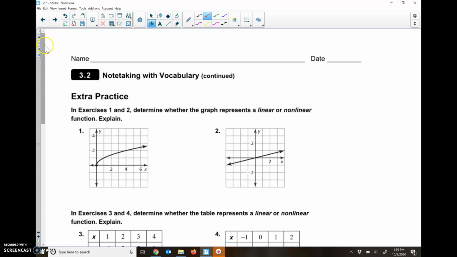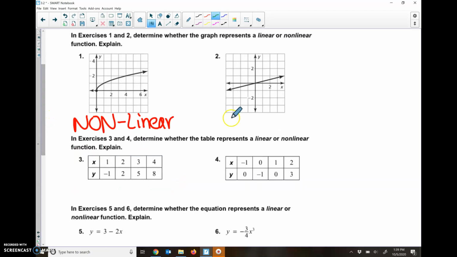All right, so if we look here at this page, again, 1 and 2 are probably going to be the easier ones to see. Pretty much just asking if it's a straight line. 1, that's not a straight line. That is non-linear. Does not go in a straight line, so we just need to write non-linear. Okay, number 2, that looks like a pretty good straight line to me. So that one is linear. So that one's good.